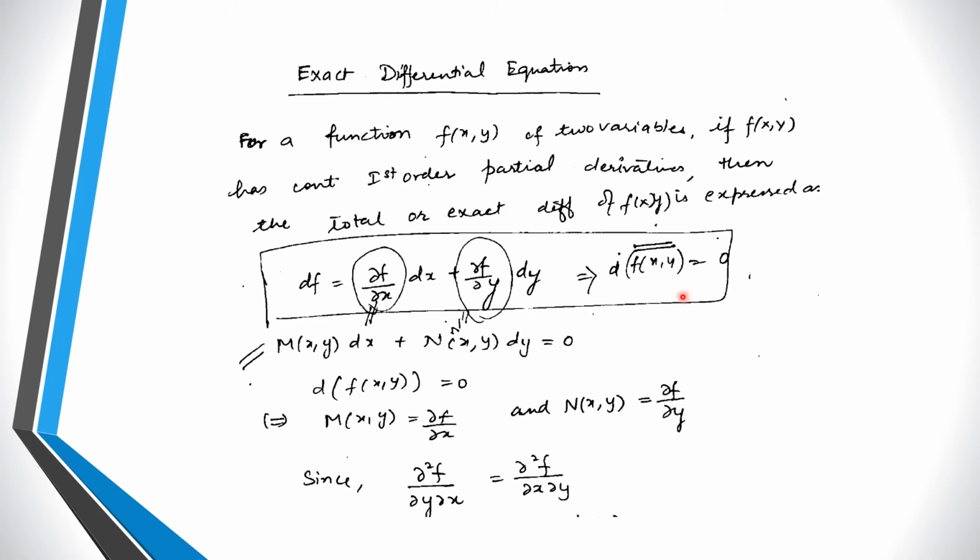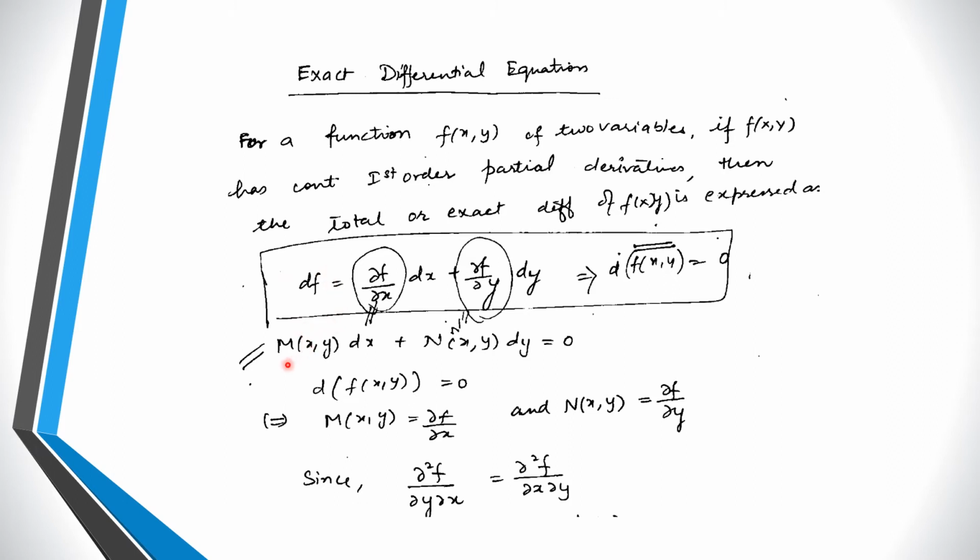Right? So if any function can be expressed in this form, it means we can find the total derivative of the function f. We can write this term in terms of the total derivative of f. Then that function is said to be an exact differential function.